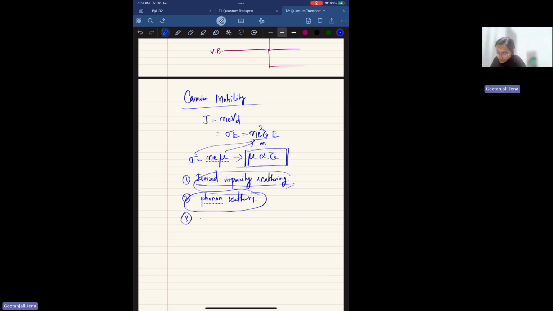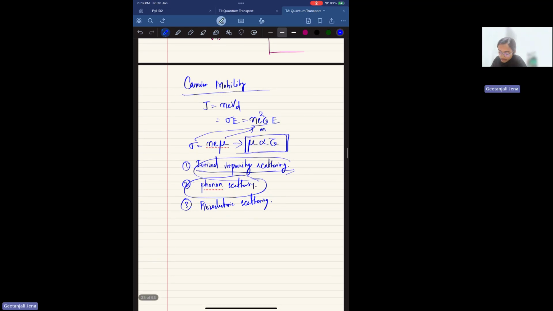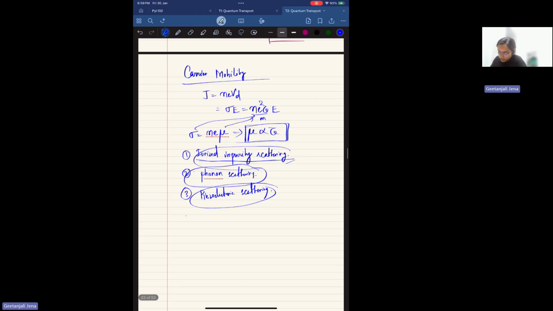Third type we have is piezoelectric scattering. So whenever a piezoelectric material is there, a local electric field will be created, and this will also lead to scattering.